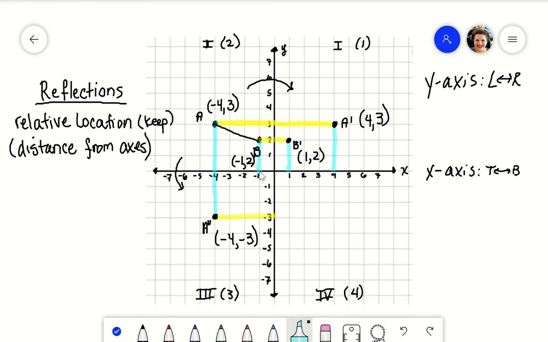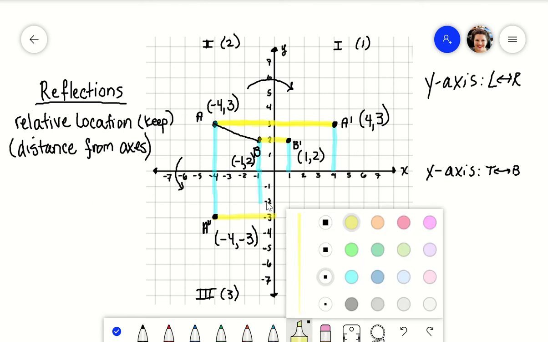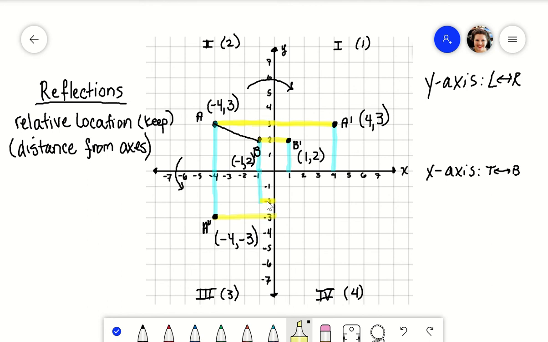So B is 2 units away from x, 1 unit away from y, and so now I've preserved this, and it's become -1, -2. Now I can connect my points.